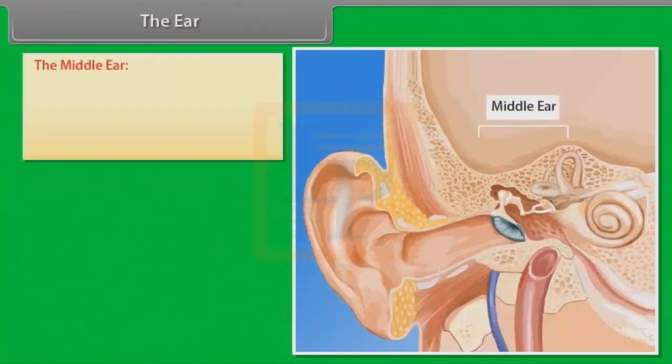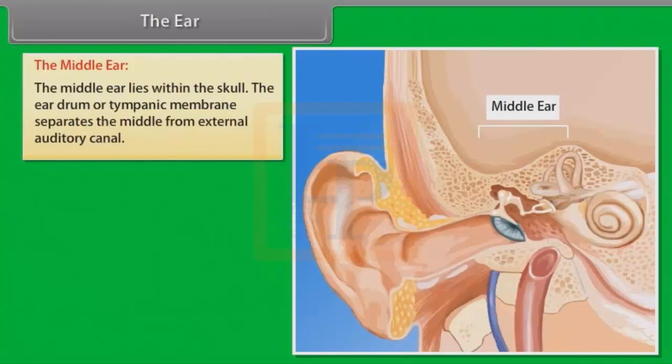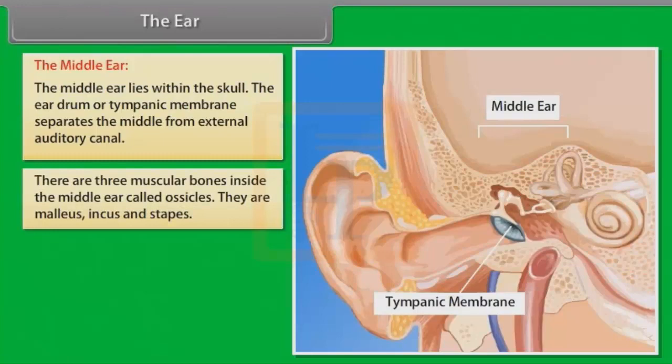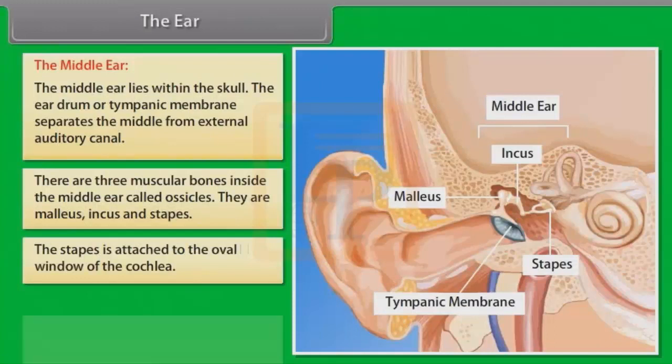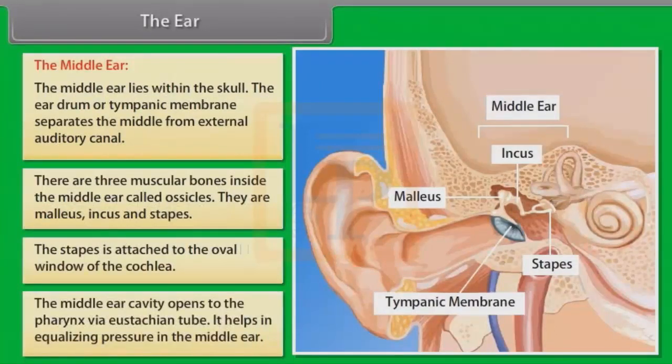The middle ear. The middle ear lies within the skull. The eardrum or tympanic membrane separates the middle ear from the external auditory canal. There are three tiny bones inside the middle ear called ossicles. They are malleus, incus, and stapes. The stapes is attached to the oval window of the cochlea. The middle ear cavity opens to the pharynx via the eustachian tube. It helps in equalizing pressure in the middle ear.